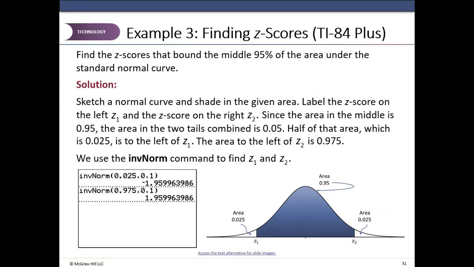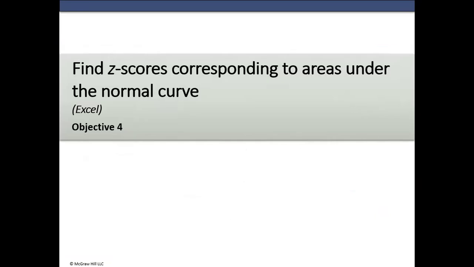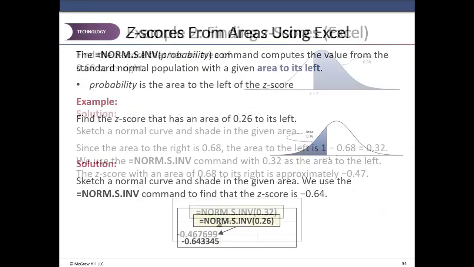So second, verse 3 again. Now instead of only 0.025, it will be 0.025 plus 0.95, which is 0.975. So area, type 0.975. Leave the mean and standard deviation alone, go down to paste, enter and enter. And that value is positive 1.9599.